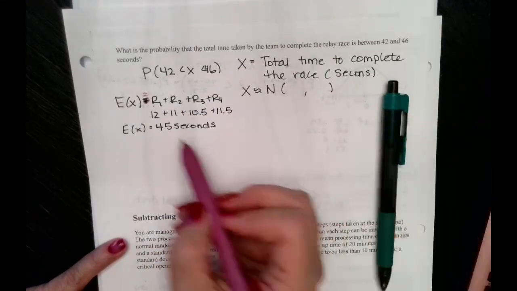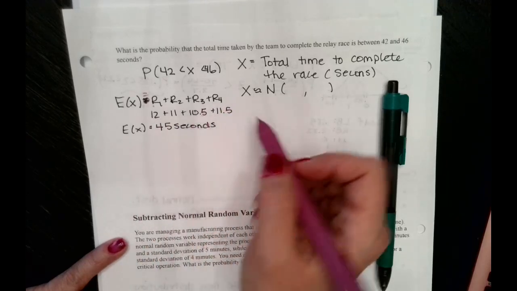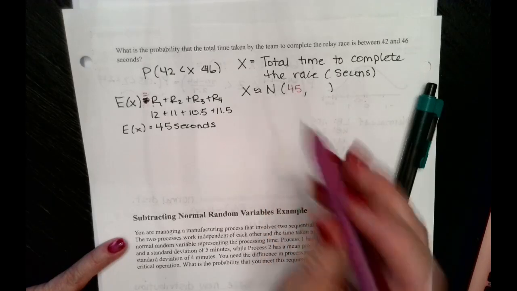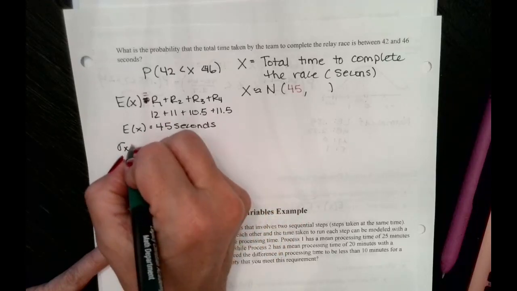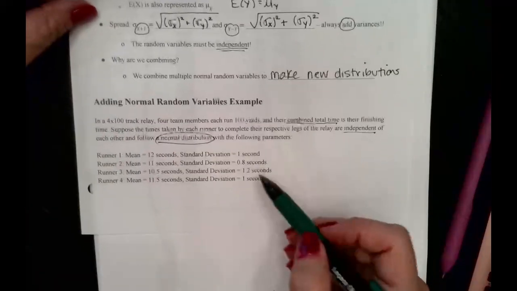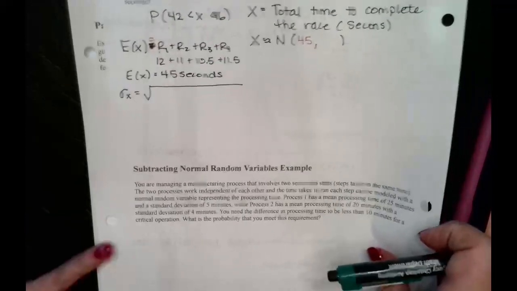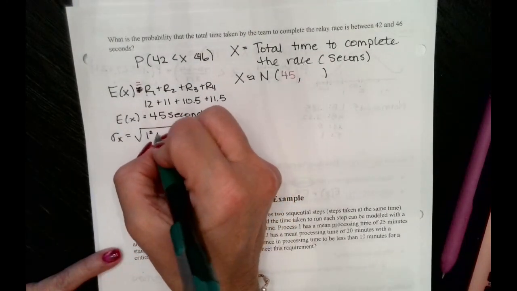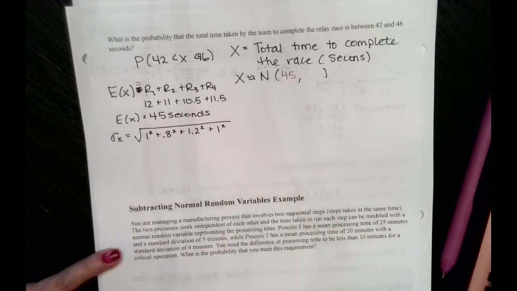So if this is my expected mean, these are all of my means. If I add them all up and I know they're normally distributed, then my mean of this distribution is going to be 45. So now I want to find the standard deviation of this distribution. And the standard deviation, remember, is going to be the square root of each of my standard deviations squared. So 1, 0.8, 1.2, and 1. I'm going to write this all out, even though some of them are pretty silly. I don't need to really do 1 squared. And then I have 0.8 squared plus 1.2 squared plus another 1 squared.